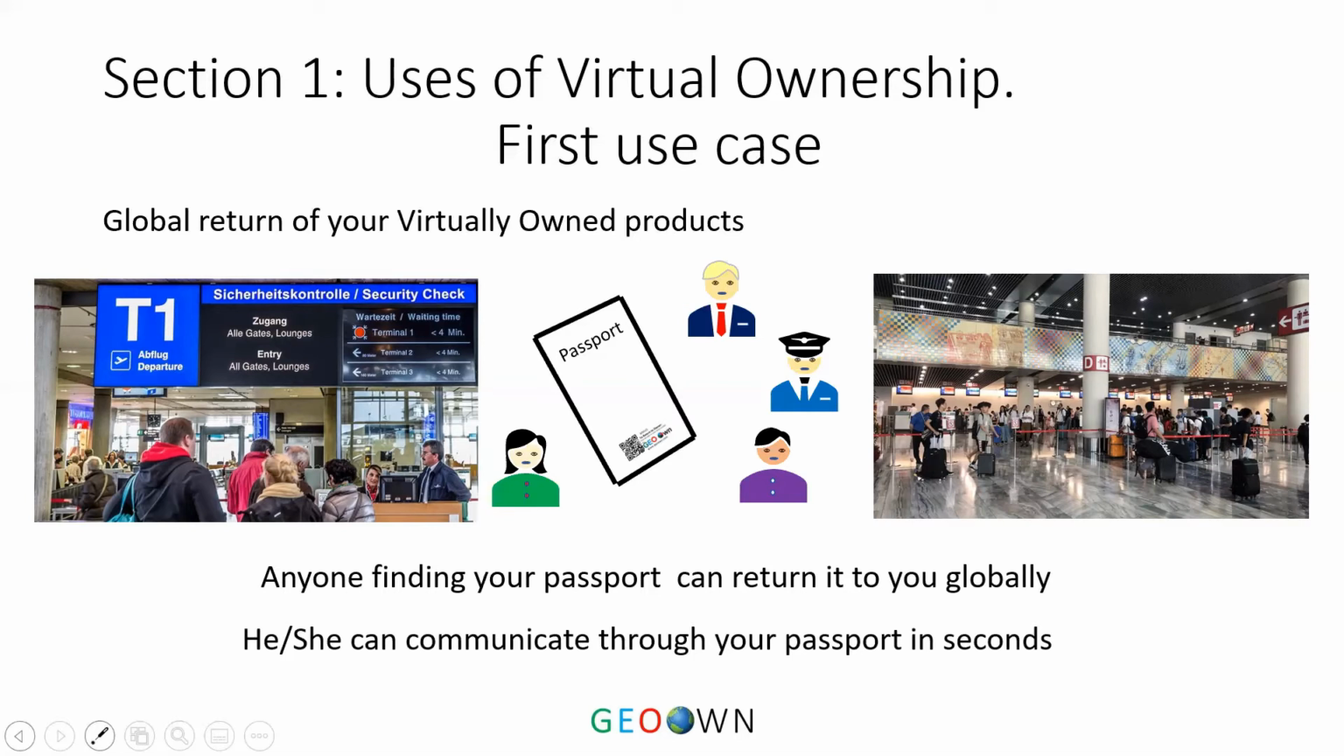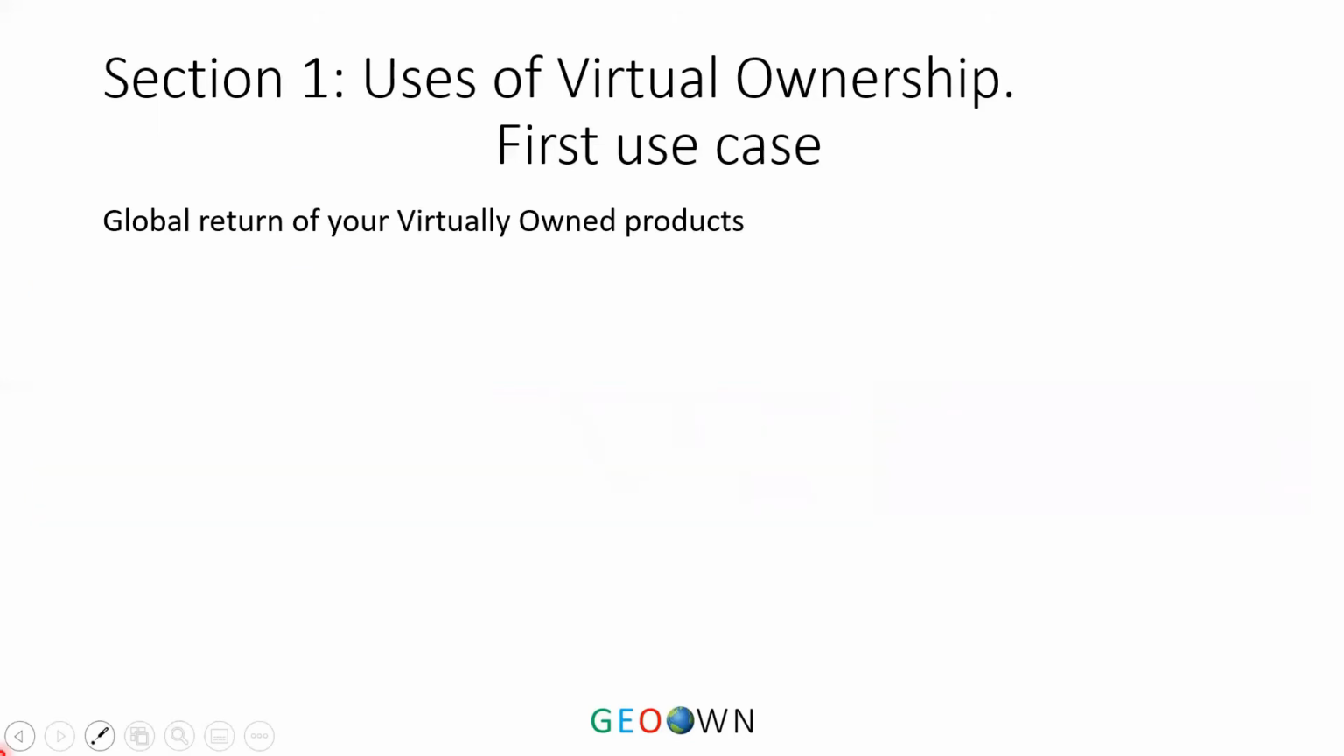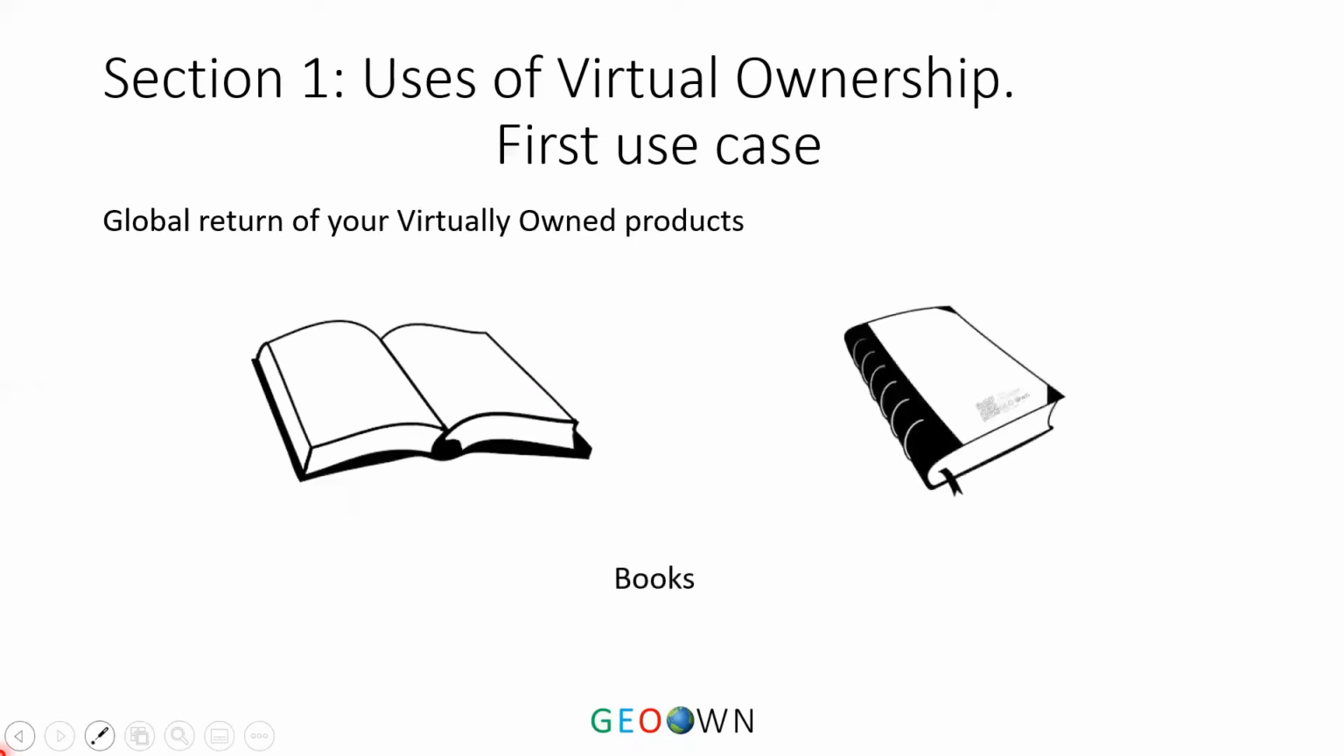Imagine how an honest person can return your goods in case he finds it. Your passport or product can help the finder give you an instant electronic shout. This can be used for any products you own, be it a book or an important document or a laptop or mobile or your pet. And more so, the service is free of charge.